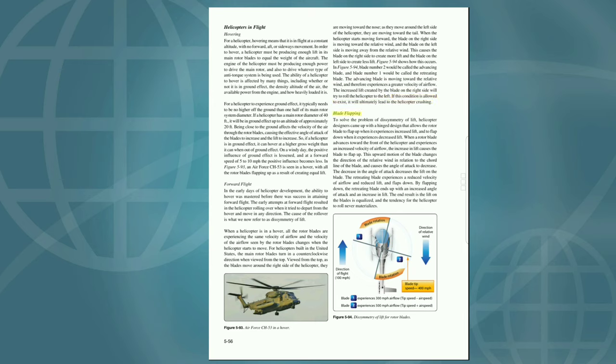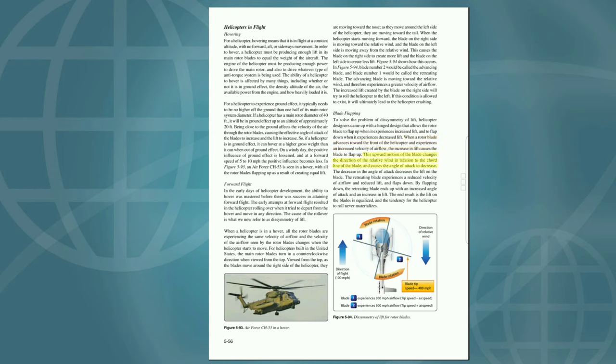Blade flapping. To solve the problem of dissymmetry of lift, helicopter designers came up with a hinge design that allows the rotor blade to flap up when it experiences increased lift, and to flap down when it experiences decreased lift. When a rotor blade advances toward the front of the helicopter, and experiences an increased velocity of airflow, the increase in lift causes the blade to flap up.